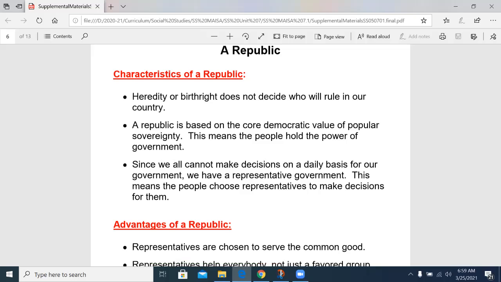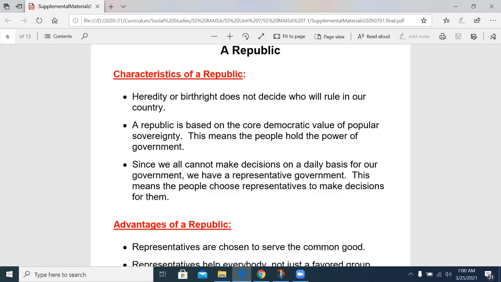Now, does that mean that heredity and family name never helps? No, of course not. We've had two different sets of fathers and sons be president of the United States: John and John Quincy Adams, and George H.W. and George W. Bush. But we also see a lot of families in government over long periods of time. The Kennedys in the last century would be one.